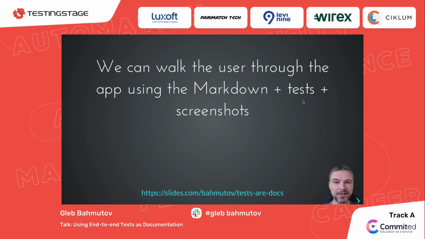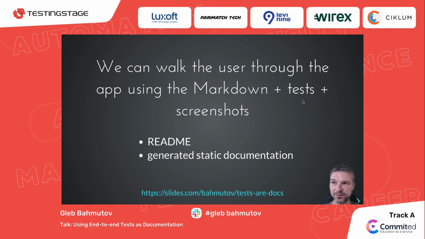Great. If we can take a single screenshot and put it in the README, kind of showing how a project looks, we might as well walk the user through the application, through the user story, using just Markdown and those embedded tests and the screenshots that we automatically update. We can either put it in one single README file if it's a small project, or if we generate static documentation, we can generate it from those tests, from Markdown that embed the screenshots and the tests.